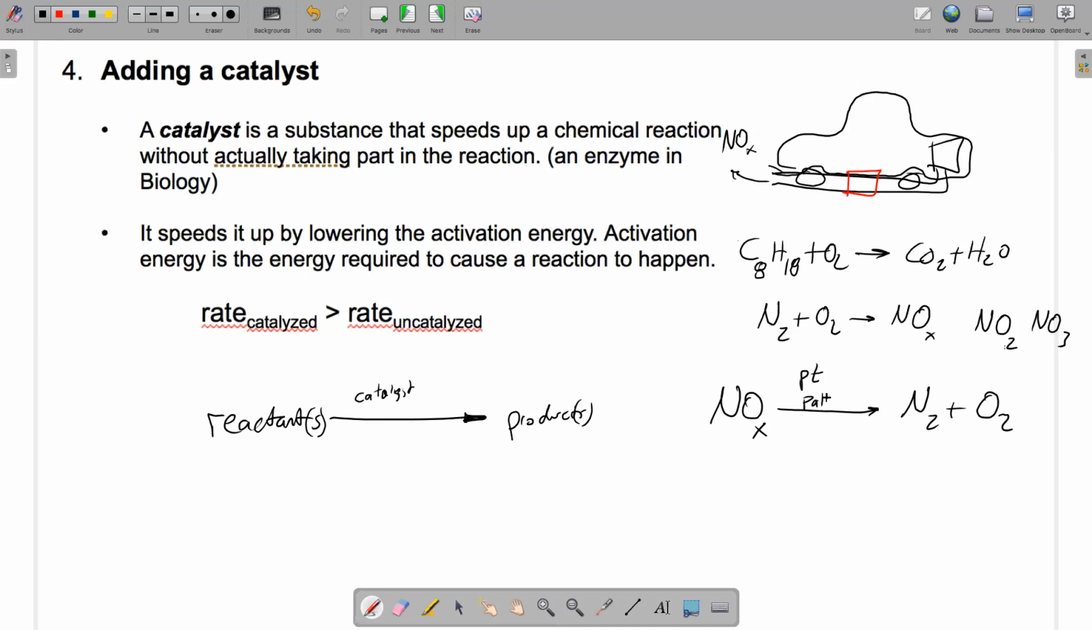Palladium, is it PA or PD? PD. So it's either platinum or palladium.